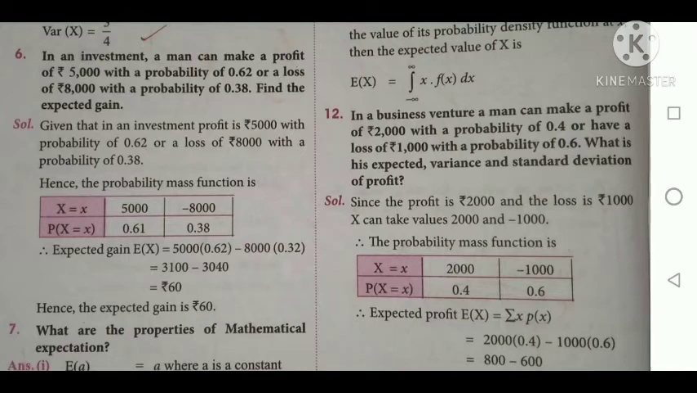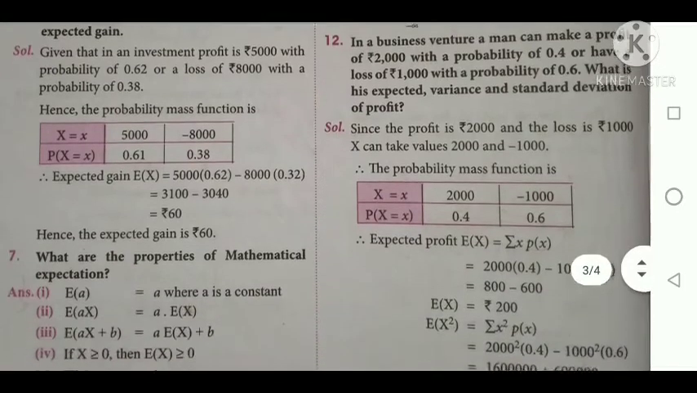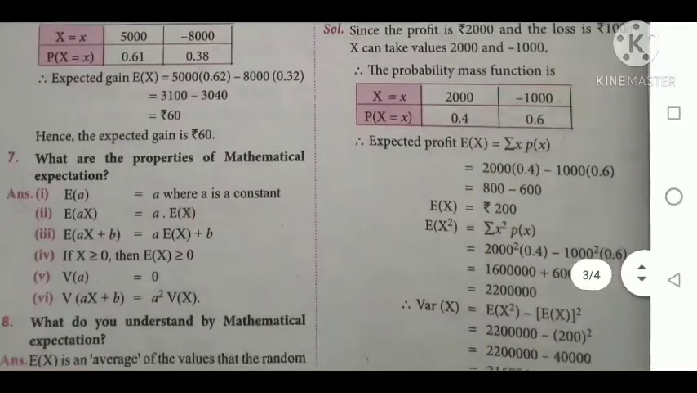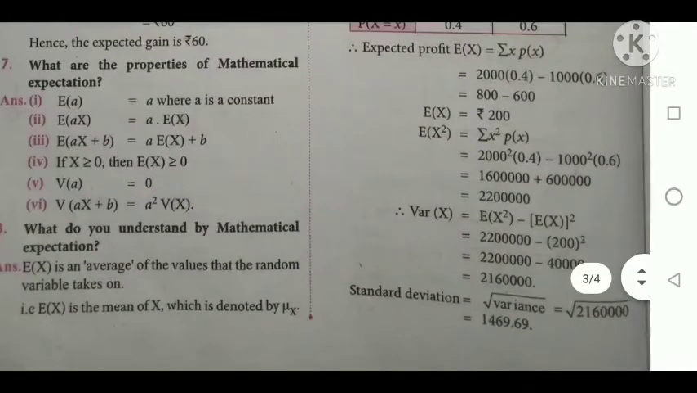So you have to revise the question 3 or 4 times. Then only is it easy for you to understand the questions and also the application of the questions. So understand the question first, then it is very easy for you to attend it. Then the next one: what are the properties of mathematical expectation?